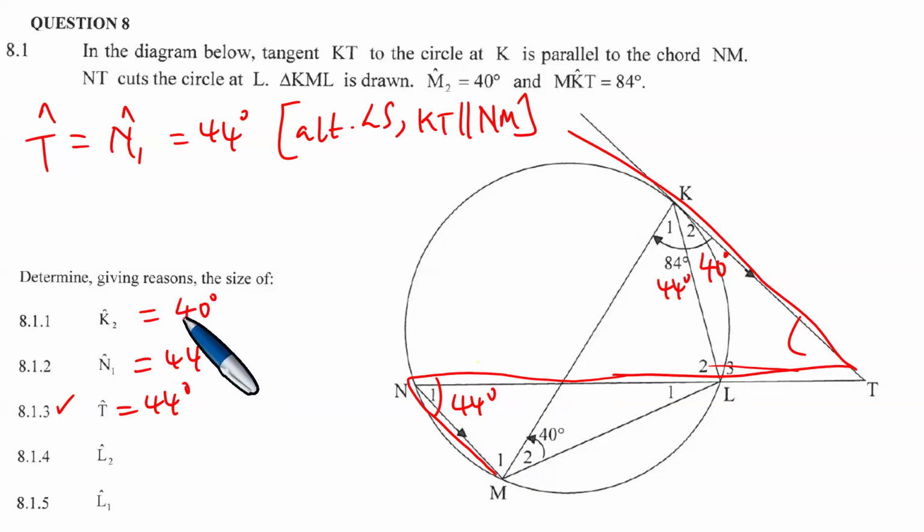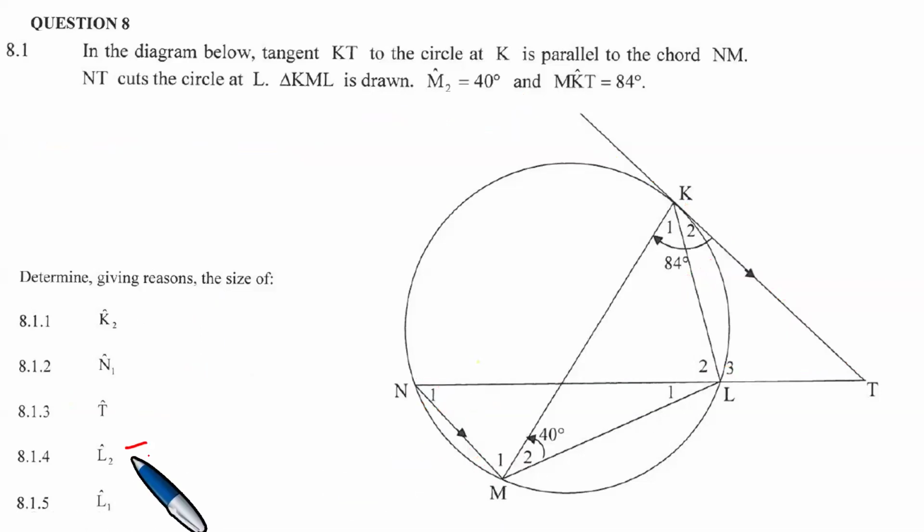Now, the next thing, let us find the angle L2. Who can find the size of the angle L2? We need L2 now. This one, you know, is 44. This one is 40. Tenilo was able to find this one, 44. Then what is L2 now? L is this one, and L2 is this. But what is the size of L2?